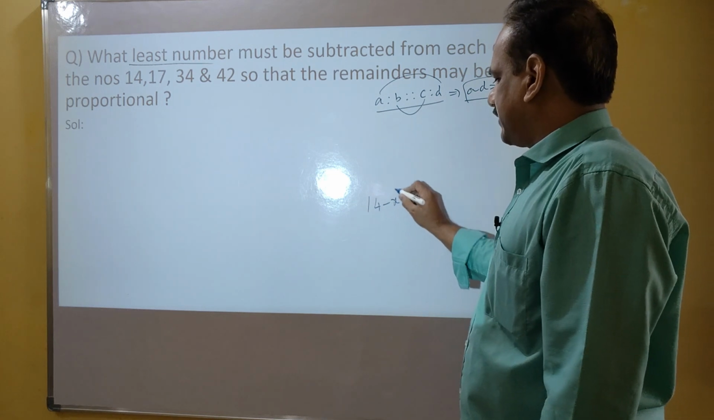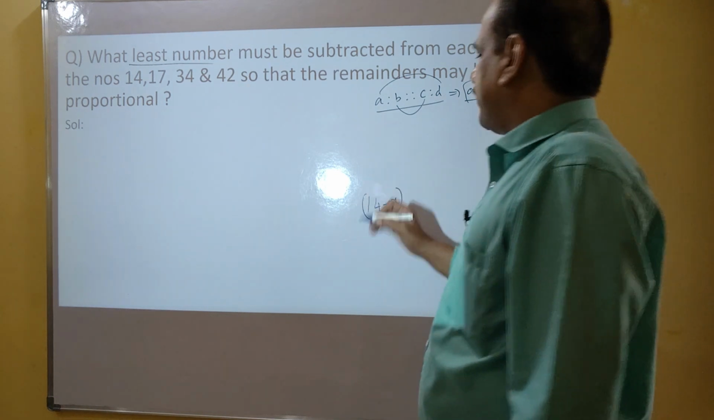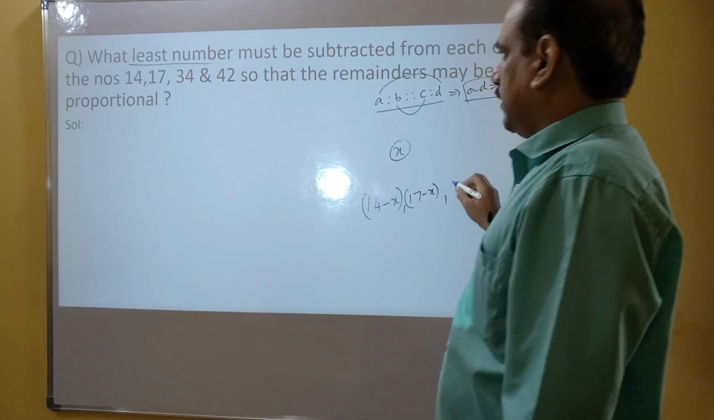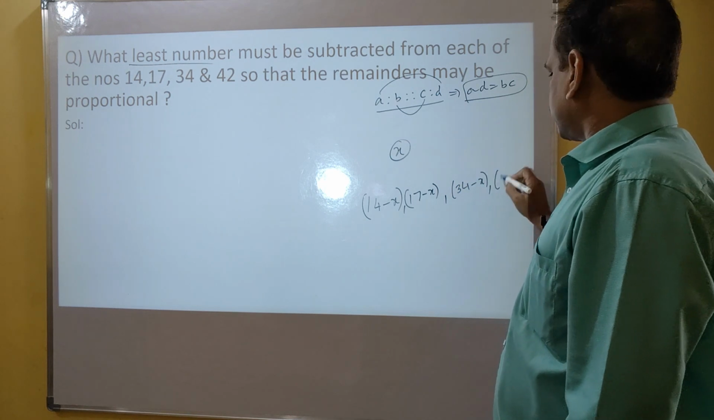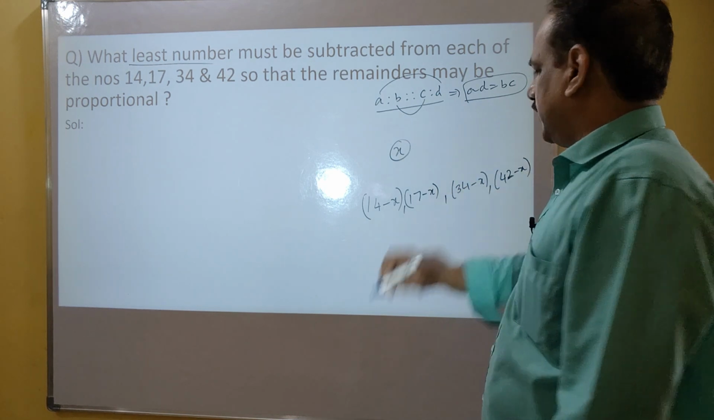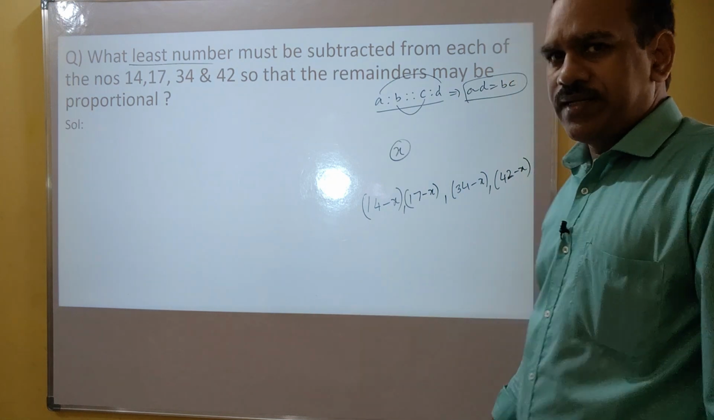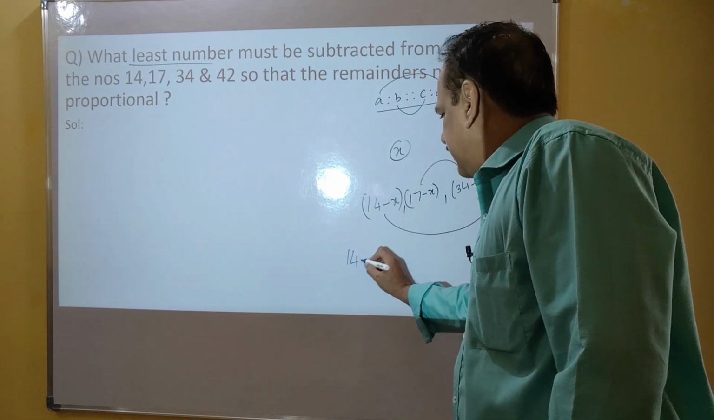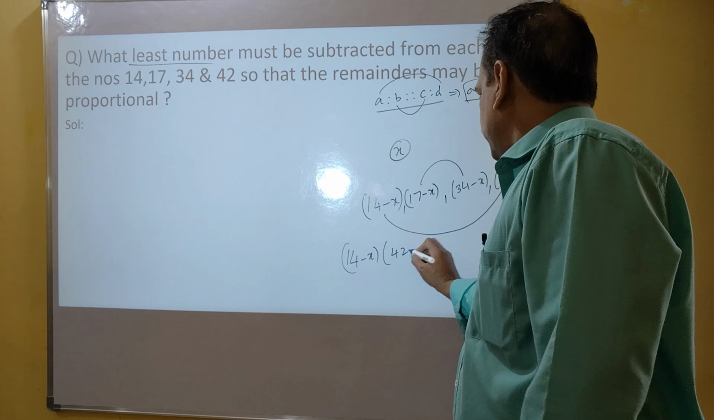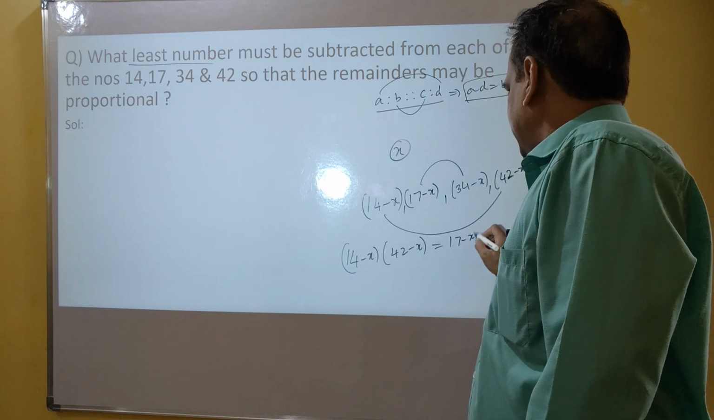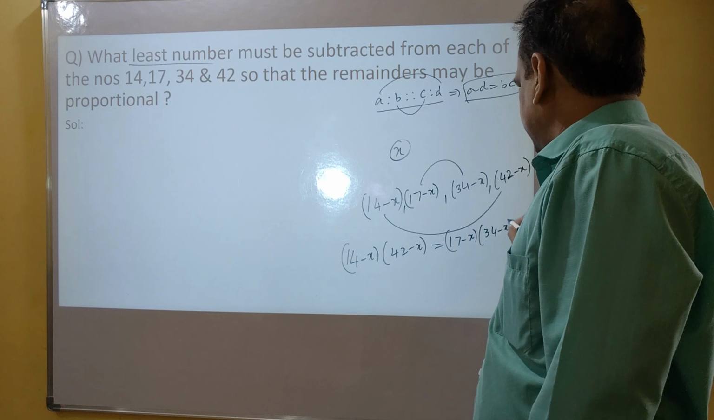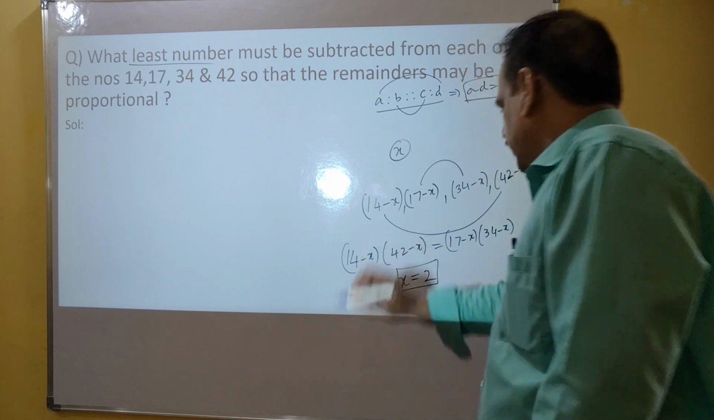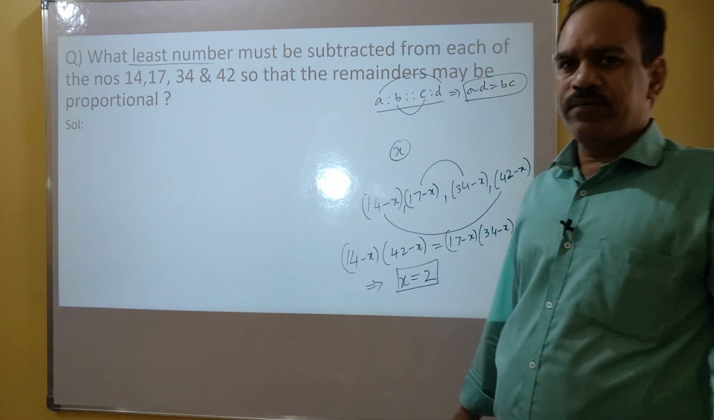So 14 minus x, let that least number be x. Then 17 minus x, 34 minus x and 42 minus x are the remainders after subtracting x. Now this into this equal to this into this. 14 minus x into 42 minus x equal to 17 minus x into 34 minus x. If you simplify, you will get the answer x equal to 2. I remember this answer.